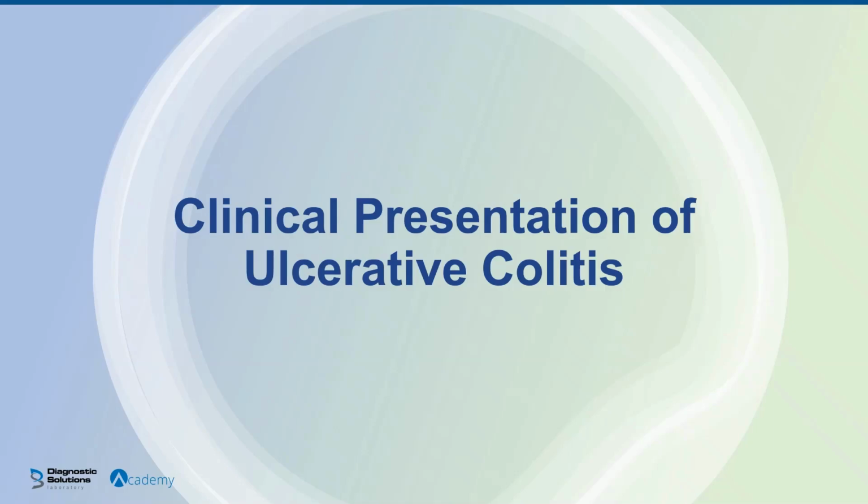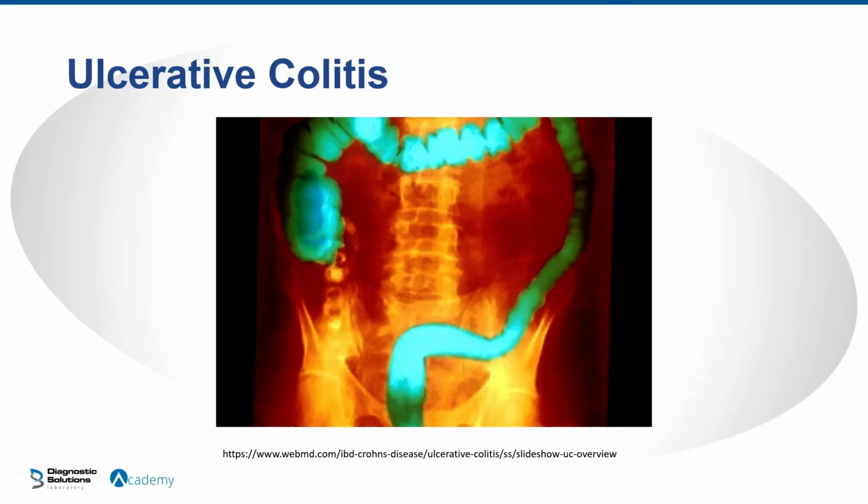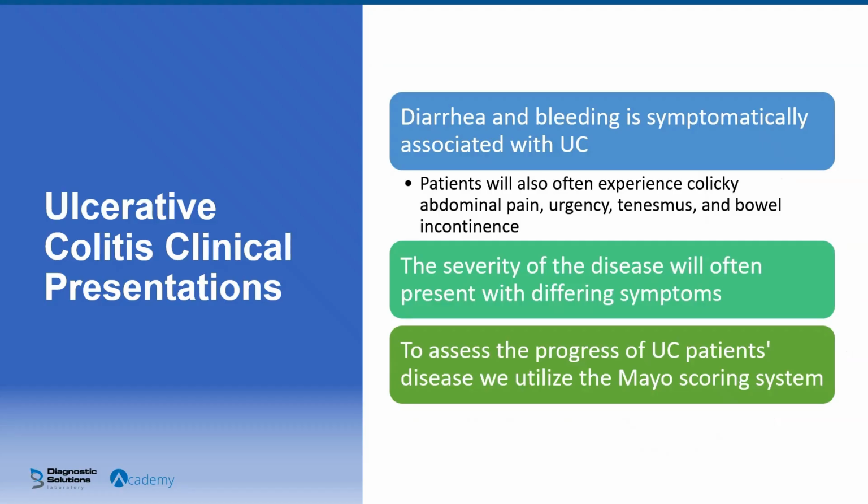your practice. This is an image of a UC intestine. This is a pretty severe case. Let's jump into what the symptoms will look like. Bleeding and diarrhea are the most common symptoms that we see with UC patients. They might also experience colicky abdominal pain, urgency, rectal spasm or tenesmus, and bowel incontinence. The severity of their disease will often predict how severe their symptoms are.